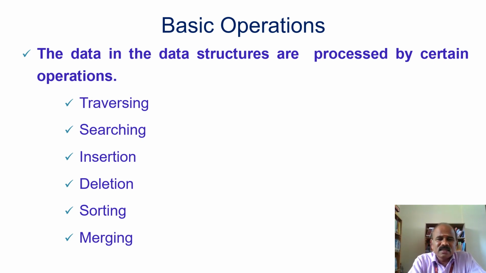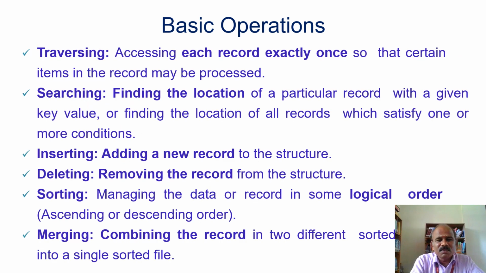Then insertion, adding a new element into that particular data structure. Deletion, removing the element from the data structure. Sorting, arranging the elements in the data structure in a particular order like ascending or descending. Then merging, like you have two different sets of data which can be merged together into a single data structure. These are the basic operations.